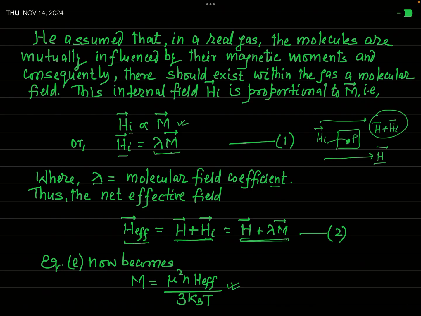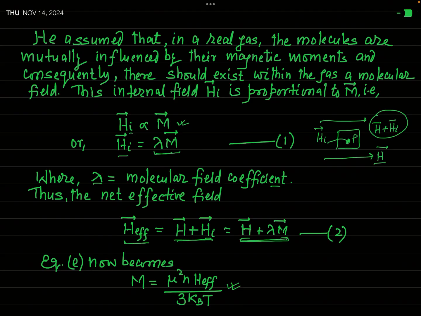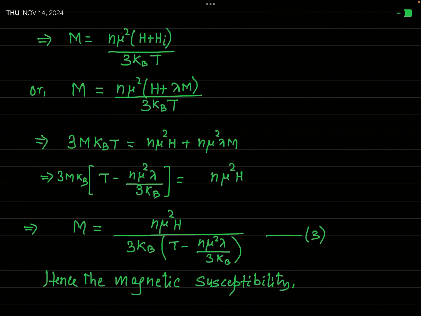Actually, this m is in the direction of H, because the material is paramagnetic, which is magnetized in the direction of the magnetizing field. So both of these vectors are in the same direction. So if you write the magnitude of this H effective, it will simply be H plus lambda m, or H plus Hi. So m is given as n mu square (H plus Hi) divided by 3 kBT. But this Hi is equal to lambda times m, so this Hi has been replaced here by lambda times m.